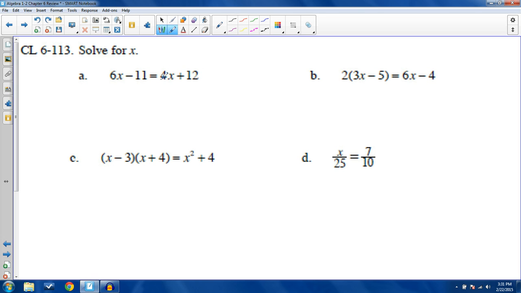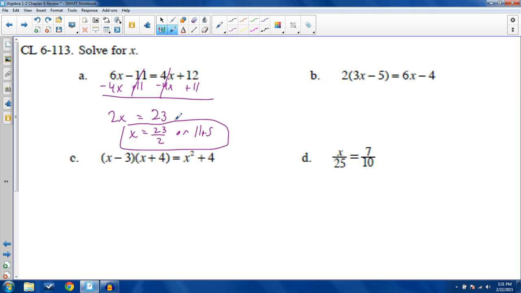Simplify, isolate, divide. I'm going to subtract 4x from both sides, add 11 to both sides to isolate. I'm going to get 2x equals 23. We'll get x equals 23 over 2. If you wrote that as a decimal, that would give you 11.5. You can always double check. Who knows, I could be wrong.